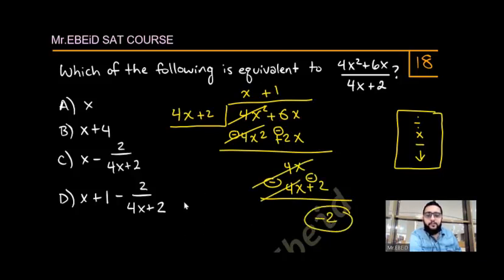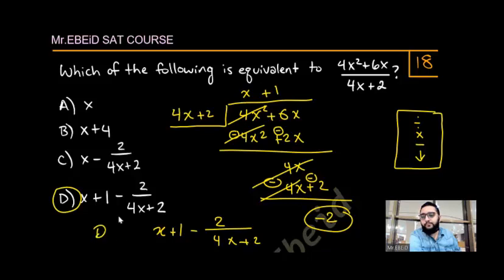So this is the remainder. So the final answer is the quotient, which is x plus 1, minus the remainder over the divisor, which equals 4x plus 2. So that is the answer. Let's move to the next question.